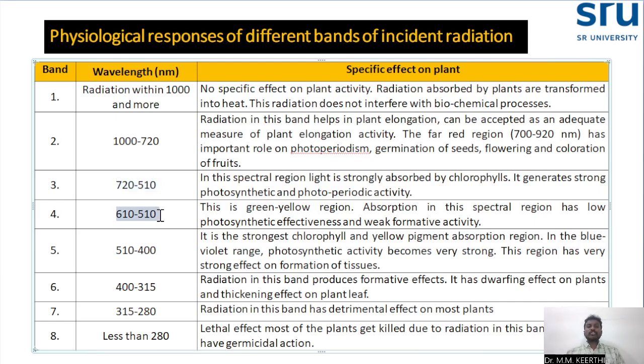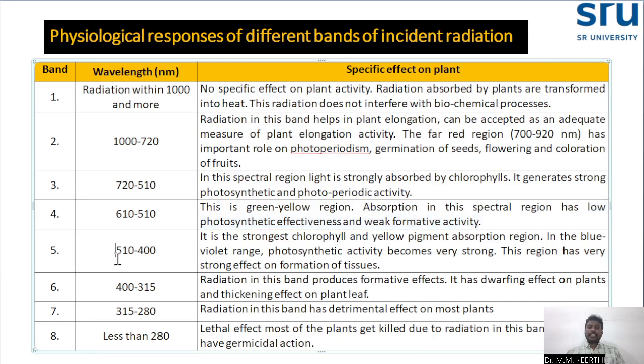Next is 610 to 510 nanometer. This region is called the green and yellow region. This region is helpful in a negative way, because it creates low photosynthetic effectiveness and a weak formative stage. When the plant is exposed to 610 to 510 nanometer, that green to yellow region is called a weak formative activity region. So less photosynthetic activity will occur.